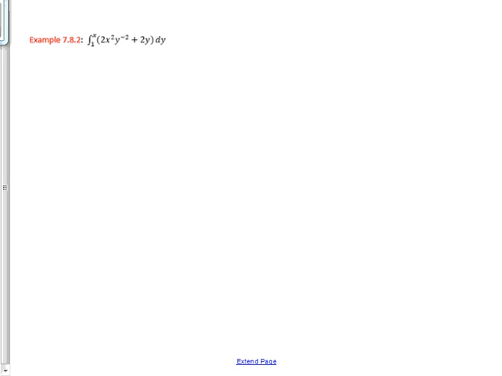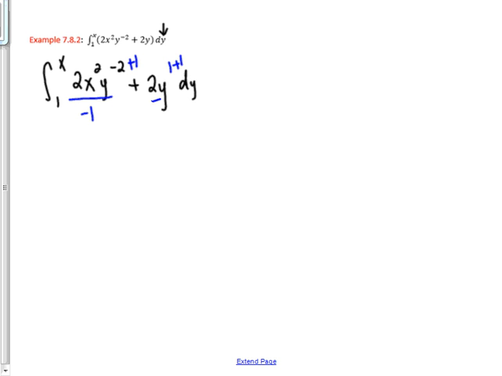Let's do the next one. Again, my first thing is I look at the dummy variable. It's going to tell me who I'm integrating. So I'm going from 1 to x, of 2x squared y to the negative 2 plus 2y. So I'm integrating y's. Here, add 1 to it, divide by the new power. And here, add 1 to it, divide by the new power.